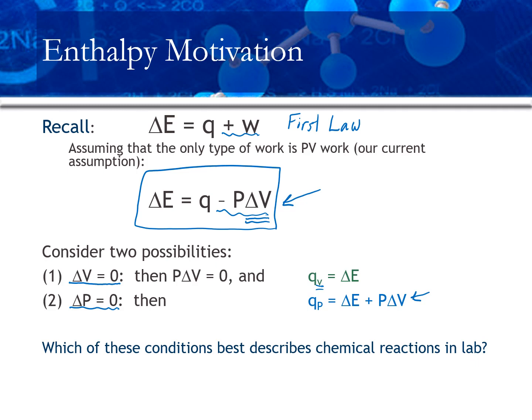Now the question is, which of these conditions best describes chemical reactions in the chemical laboratory? Well, at least in general chemistry, we do a lot of solution chemistry. We mix things in beakers, we use solutions in burettes, and every container we use is open to the atmosphere. And so the condition that we use experimentally is this one.